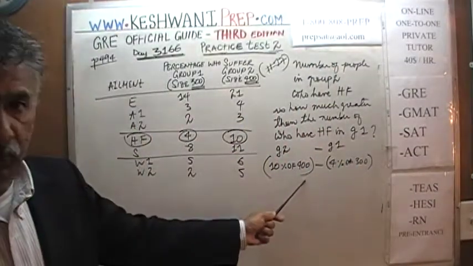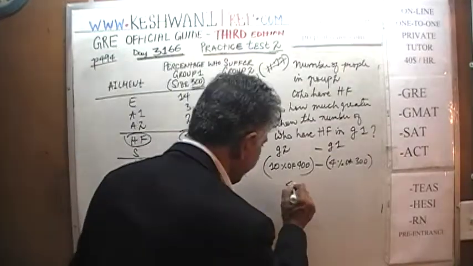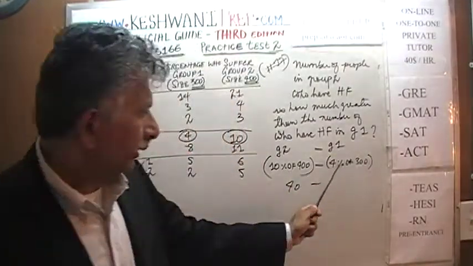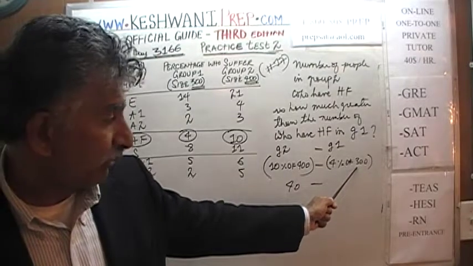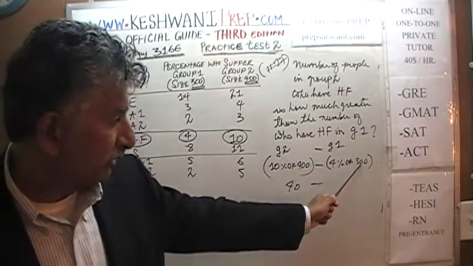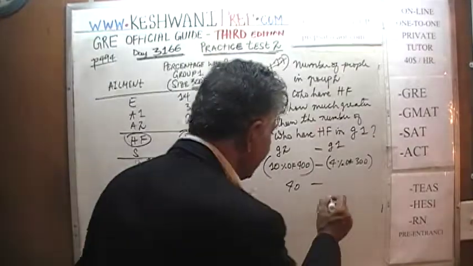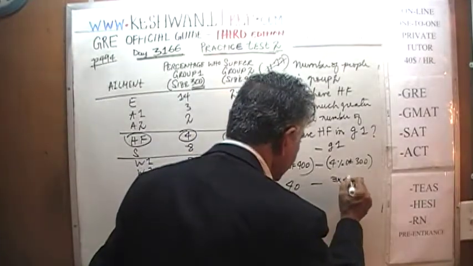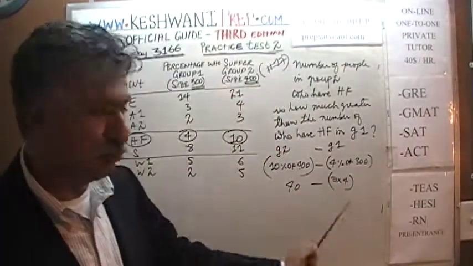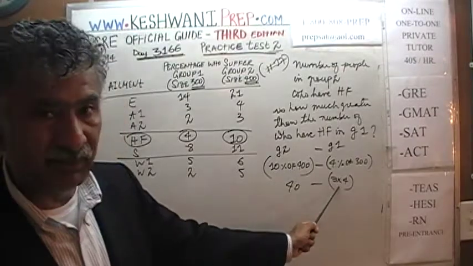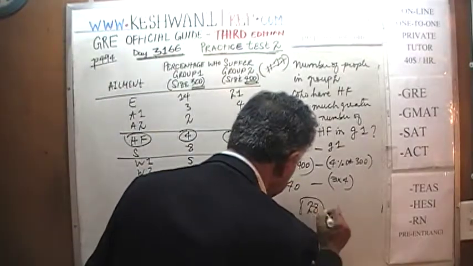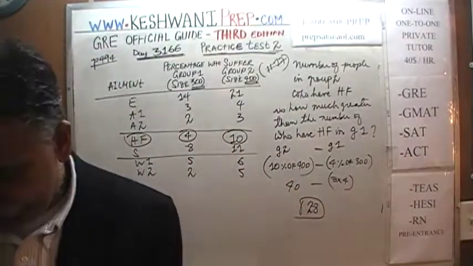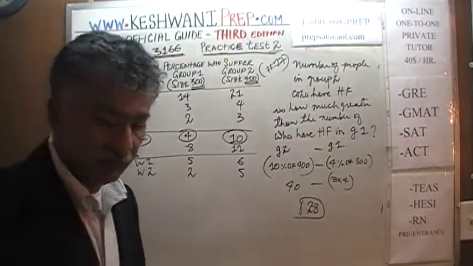What is 10% of 400? 10% of 400, of course, is 40. 4% of 300. What is 1% of 300? 1% of 300 is 3. If 1% of 300 is 3, 4% is going to be 3 times 4. In other words, 40 minus 12. 40 minus 10 would have been 30. 40 minus 12 is going to be 28. 28 is our answer.